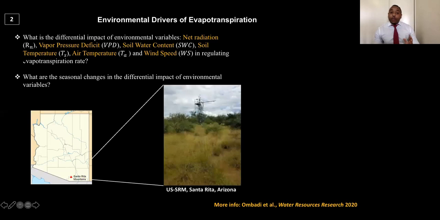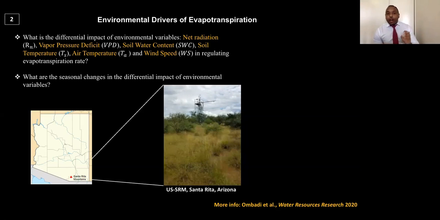So what I did here is I obtained hourly observations of all these variables, as well as evapotranspiration from a Fluxnet tower site in Santa Rita in Arizona. And this is a mountainous shrubland region, which is located about 65 kilometers southeast of Tucson. And of course, I carried out a lot of pre-processing, so testing for stationarity and removing seasonal cycles and so forth. And then I applied causal inference methods.